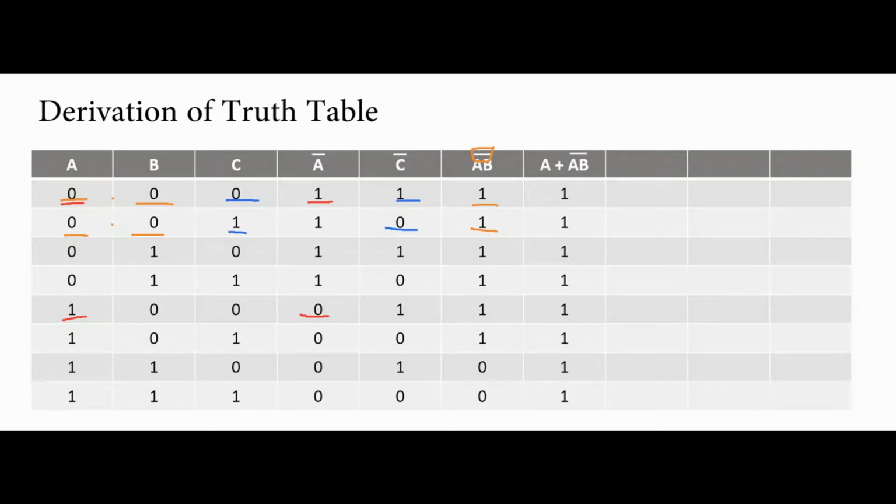On the next column, A plus the NANDed result of A and B. When A is equal to 0 and the NANDed result is equal to 1, the result is equal to 1. Observe that whenever there is a 1 in the row, the result would always be equal to 1.